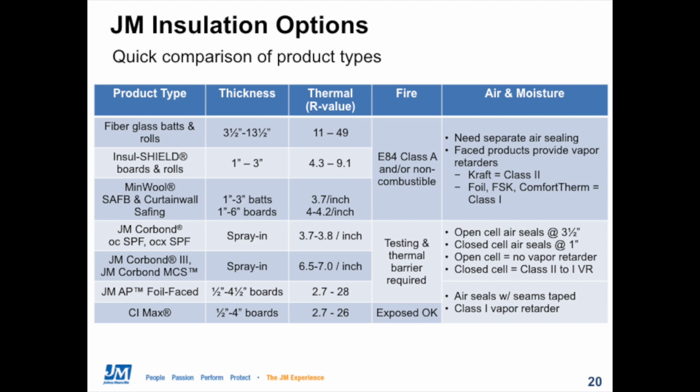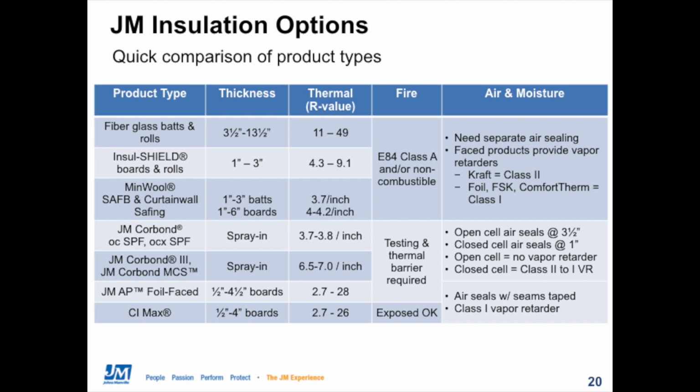Both fiberglass and mineral wool perform well in fire testing, with most materials classified as either Class A or non-combustible. It's important to remember that fiberglass and mineral wool do need to be paired with some kind of air barrier or air sealing when they're used in the building envelope, and that fiberglass and mineral wool by themselves don't stop water vapor movement and are not considered vapor retarders by the building code, but faced products can provide vapor retarder functions.